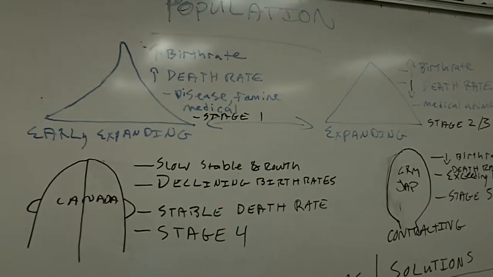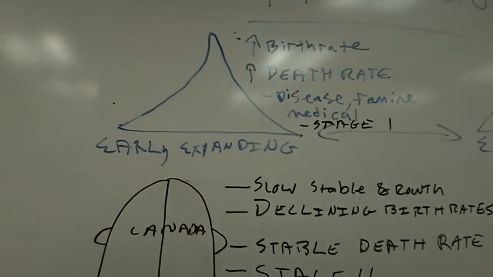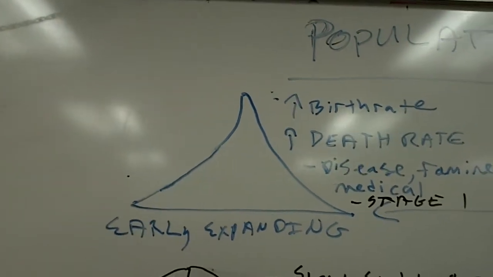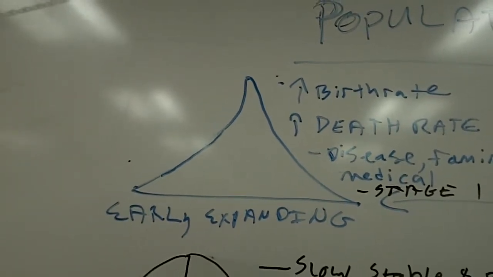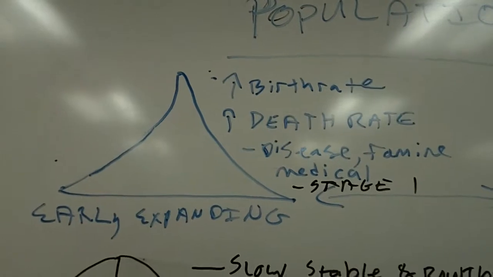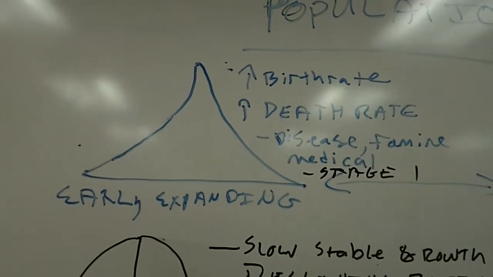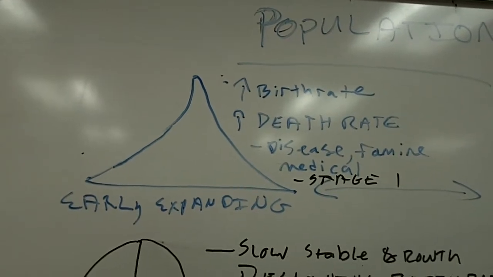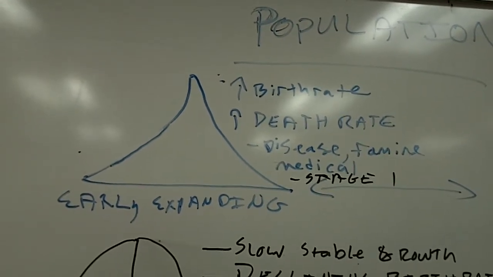So initially we learned about the types of population pyramid. The first population pyramid is the early expanding pyramid. That's when there's a high birth rate, there's a high death rate, there's lots of disease and famine, not very good medical care. If you were to put this into the demographic transition model, it would probably be in about stage 1. Lots of issues related to this, but a lot of infant mortality, etc.